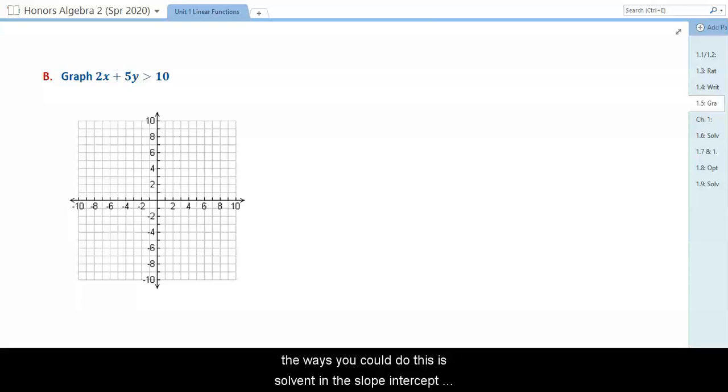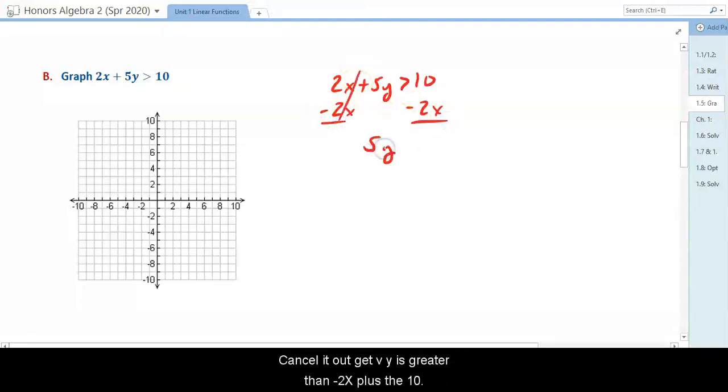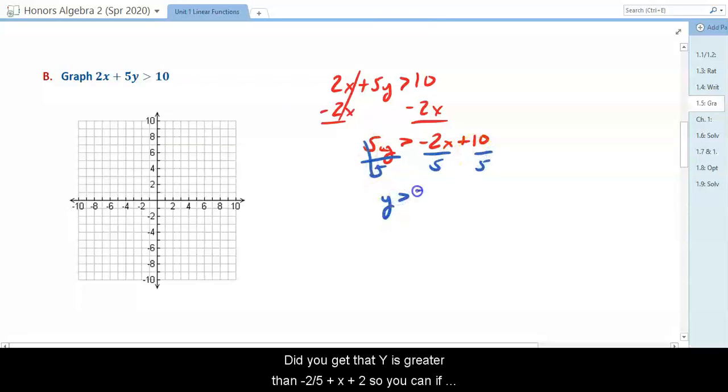Again, I said that one of the ways that you could do this is to solve it into slope-intercept form. And so just to show that method, if I take 2x + 5y > 10, I could subtract the 2x, cancel that out, get 5y > -2x + 10. We're going to divide both sides by 5. And so we get that y > -2/5 x + 2.